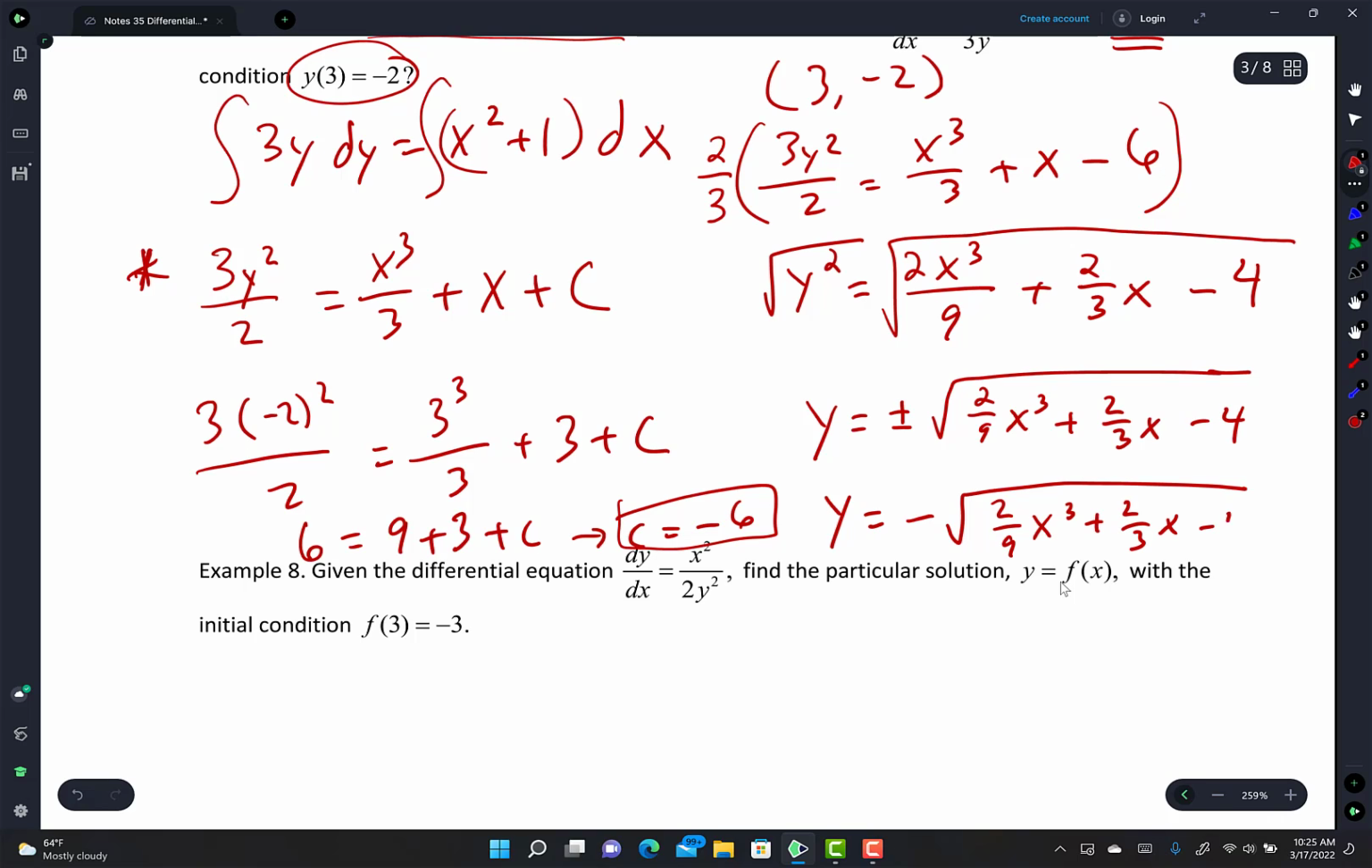Don't worry, we're going to explain it. Check. What am I checking? If I plug a 3 into my x value, do I get an output of negative 2?